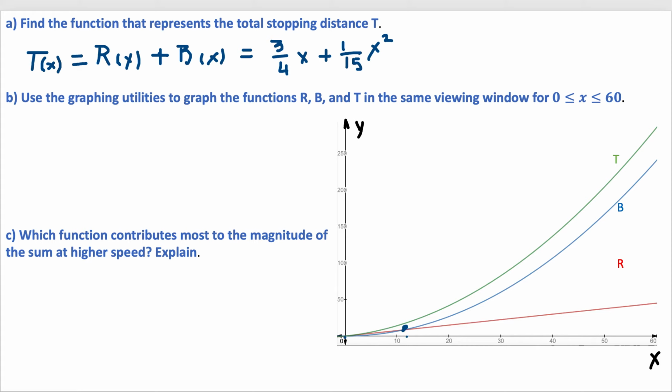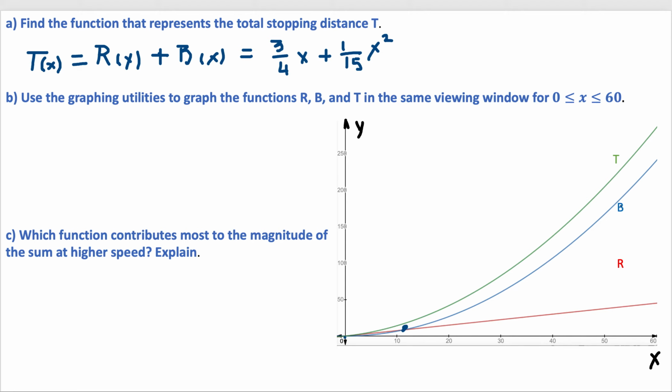But because they are not asking, I'm not going to find it out. If you look from 0 to 11.25 feet, the greater contribution in the total magnitude is given by the function R, the reaction time of the driver. But from 11.25 feet and further, we see the graph of the driver's braking function is greater and contributes more to the total stopping distance.